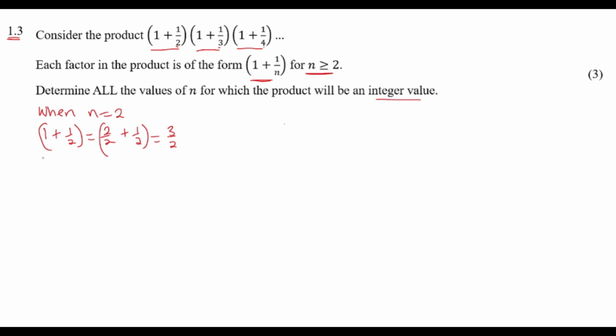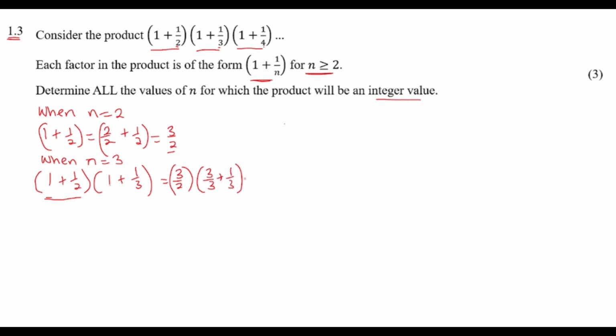And then what if n is equal to 3? When n is equal to 3, we're going to have 1 plus 1 over 2, then times 1 plus 1 over 3 like this. That's when n is equal to 3. This 1 plus 1 over 2 just gave us 3 over 2, isn't it? This one. Right? And then what is 1 plus 1 over 3 like this? This will be just like 3 over 3. 1 will be 3 over 3 plus 1 over 3 like this, meaning that we have 3 over 2, I'm just taking this bracket, and then times 4 over 3 from this bracket.